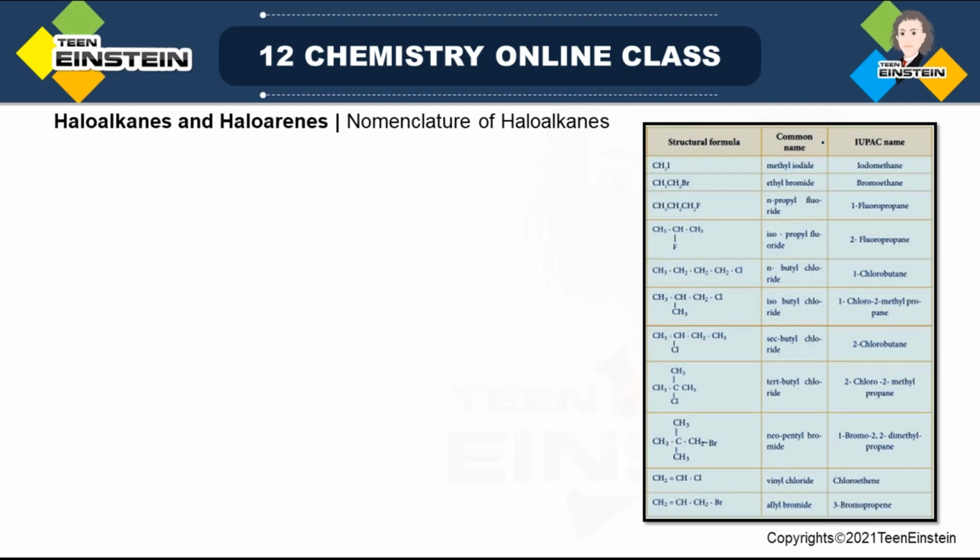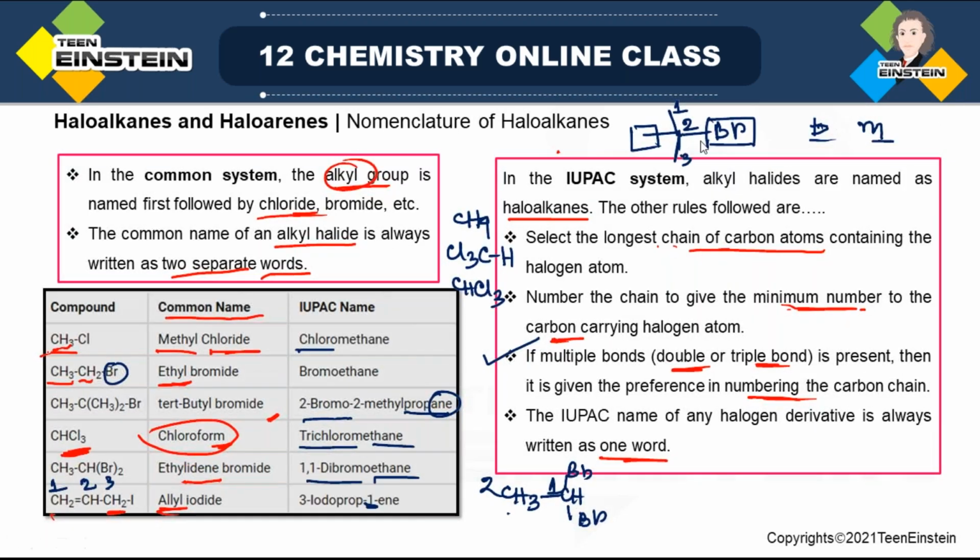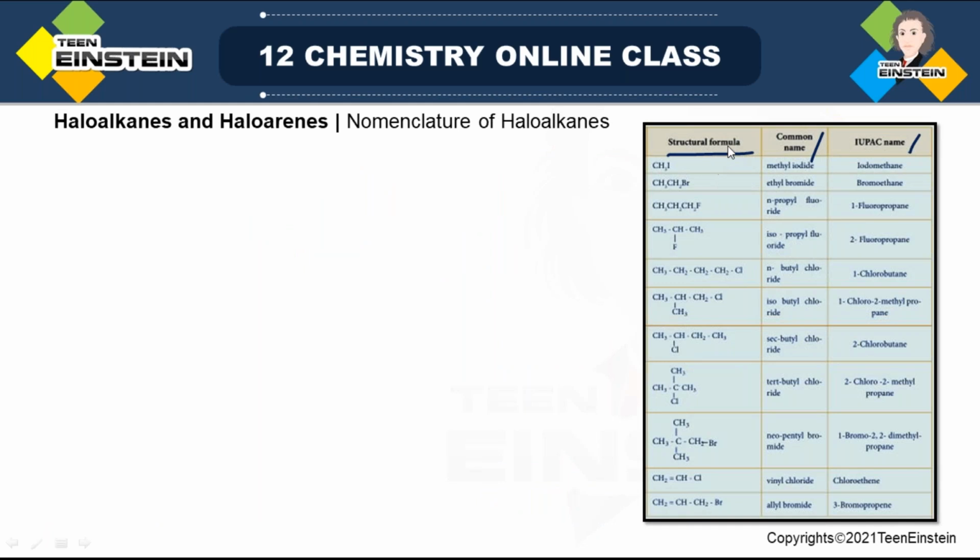In this table, again we have some molecules, their structural formula, then common name and IUPAC name. So CH3I, which is just like the previous example, remember it was CH3Cl, but now it is CH3I. That is the only difference. So it is methyl iodide, but IUPAC iodomethane. Then CH3CH2Br, ethyl bromide, but IUPAC bromoethane.